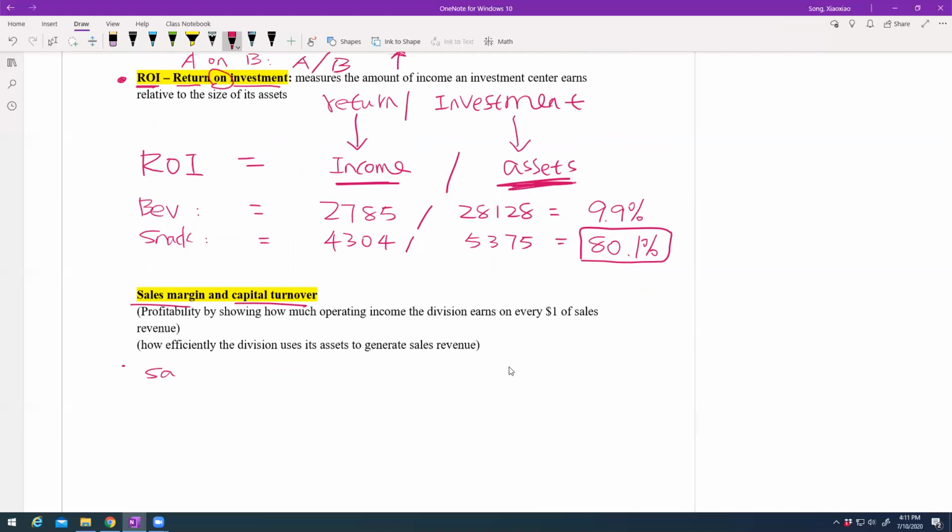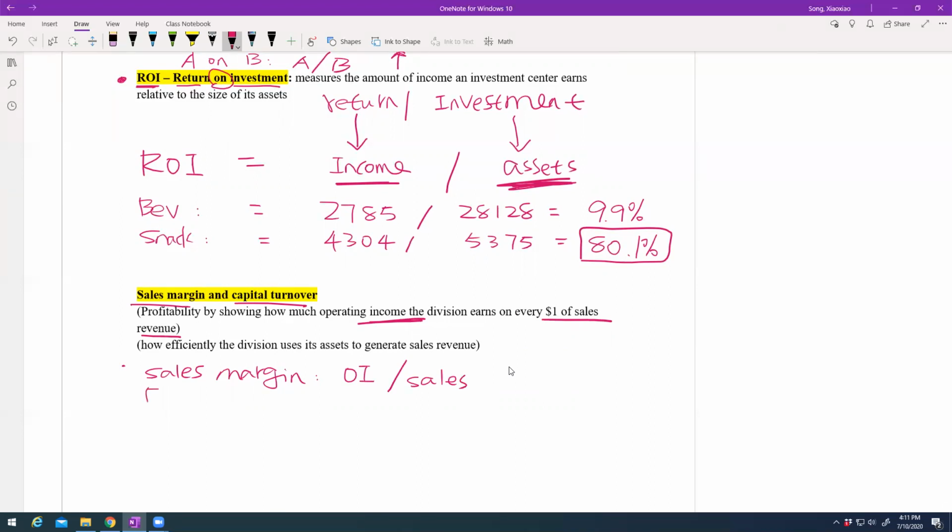So the sales margin basically is how well you generate your income based on $1 of the revenue. When you sell $1, how much is the operating income? So our sales margin will be your operating income divided by sales. When your sales increase by $1, how much will your operating income increase? Kind of like contribution margin, right? Kind of like that.